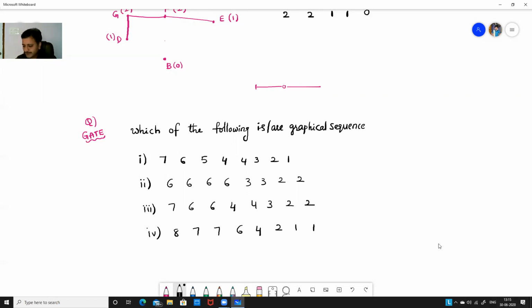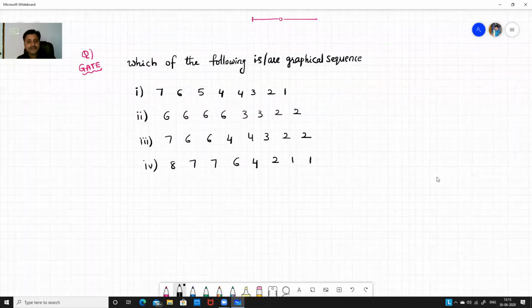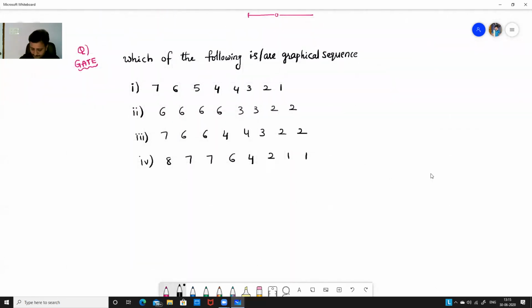Since you are sitting in the exam hall, you have to eliminate the options very quickly without wasting time. Can we eliminate some options first? Yes. Please recall the properties. Suppose in a simple graph there are n vertices, every vertex can have degree at most n minus 1. It cannot have more than n minus 1.